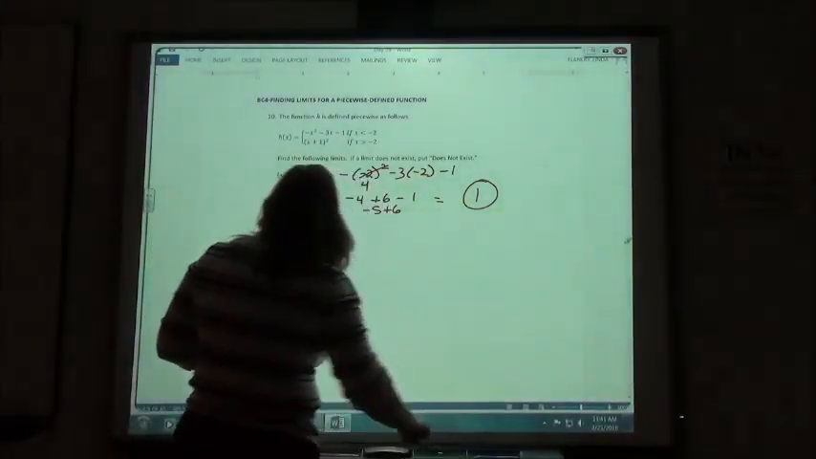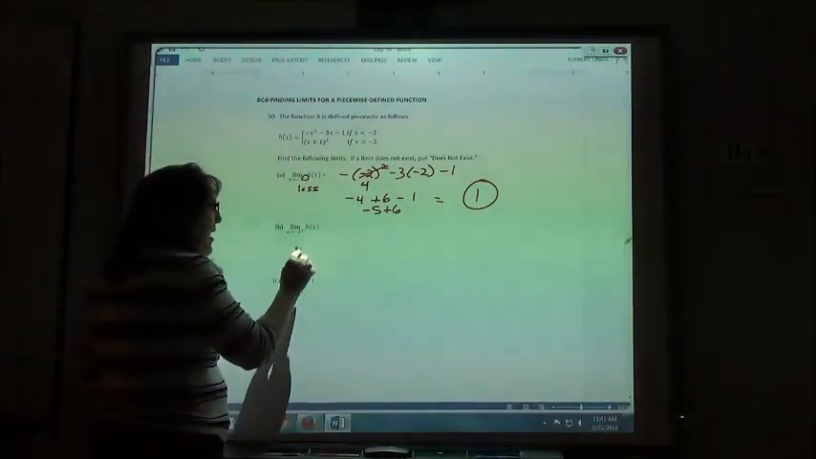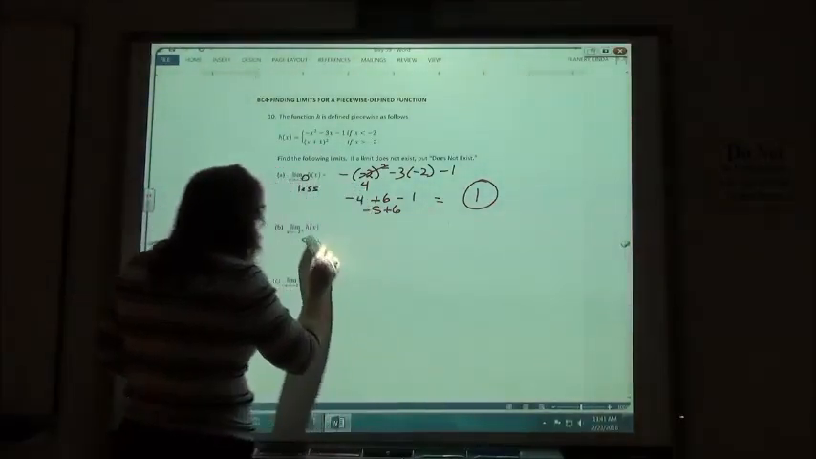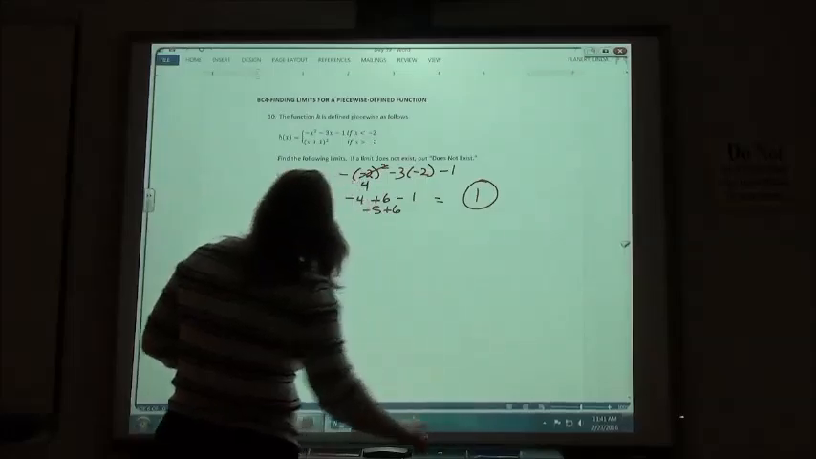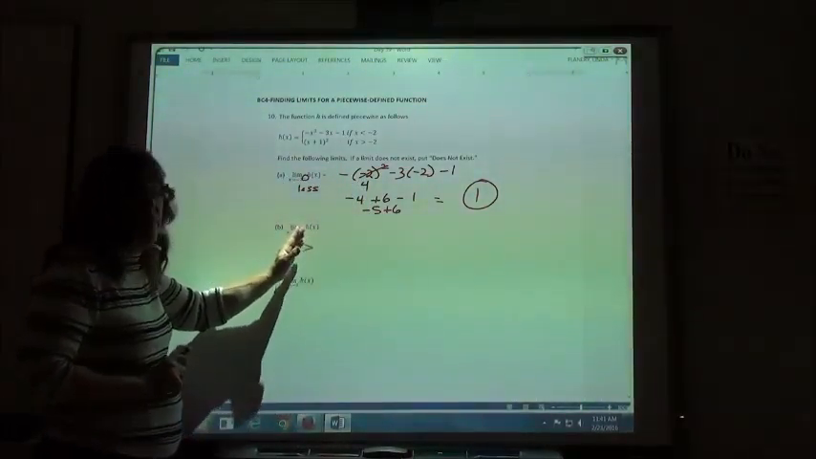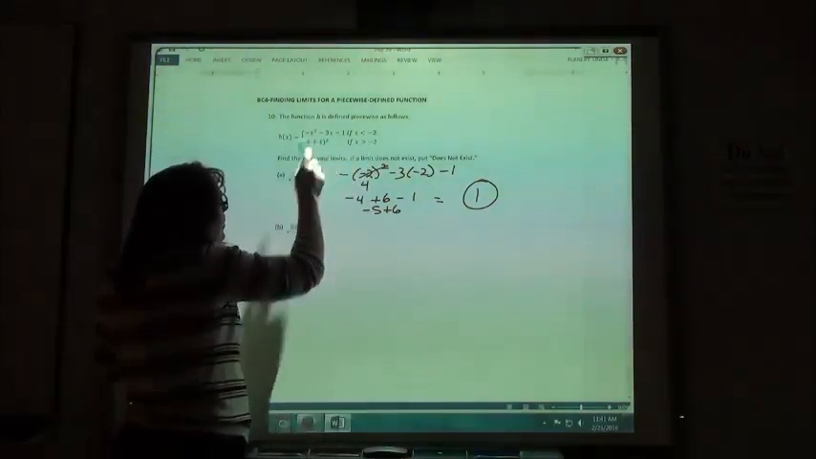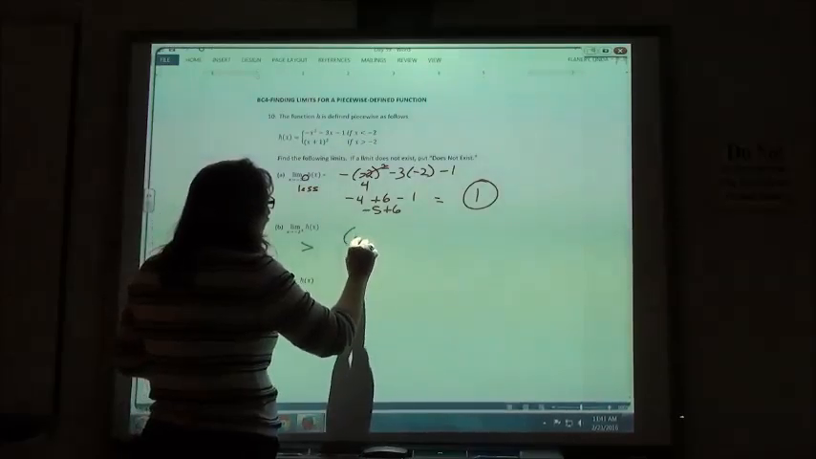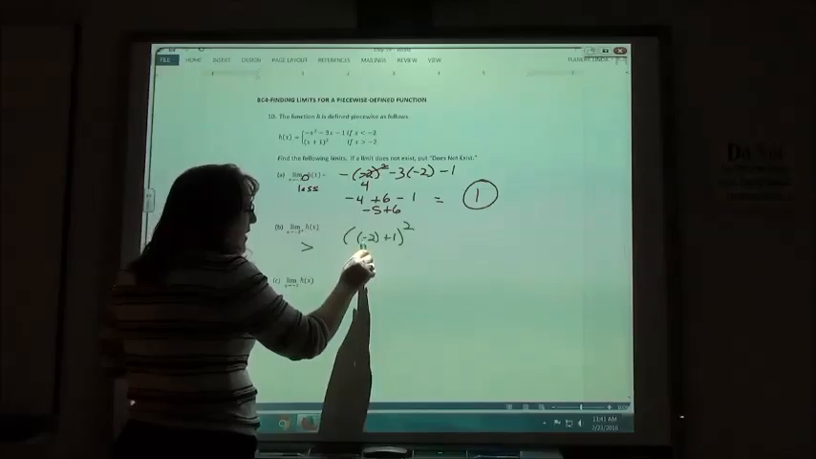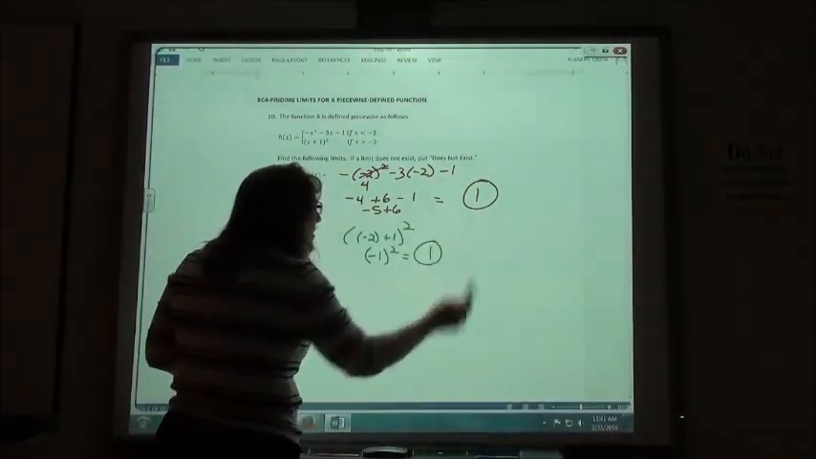If I do part B, as I approach -2 from the positive direction, in other words, I'm coming towards -2, so I want the ones that are greater than -2 because I'm coming from the positive side, so the number's bigger than -2. So in this case, I'm going to use this function, so I would say -2 plus 1 squared. Well, -2 plus 1 is -1. -1 squared is a positive 1.